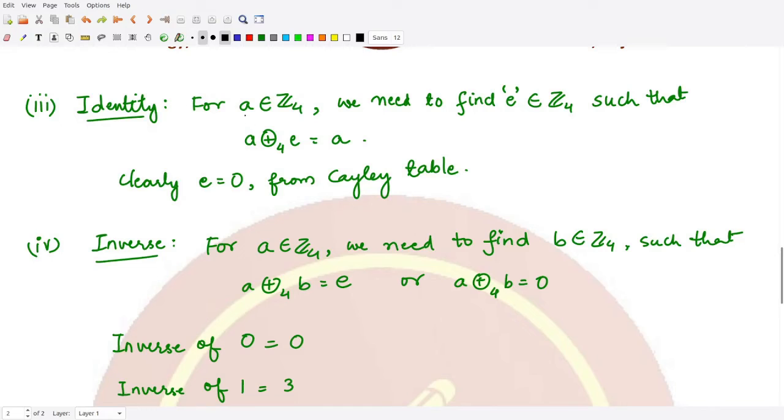So here, suppose I take any element A, any random element from the given set. That means A could be 0, A could be 1, A could be 2, A could be 3, right? So from these four choices of A, we need to find an element E which is a member of Z4. So what does this E represent? It represents the identity of the group, such that when you take the element and that element's addition modulo 4, you will get back the same element from which you have started, right?